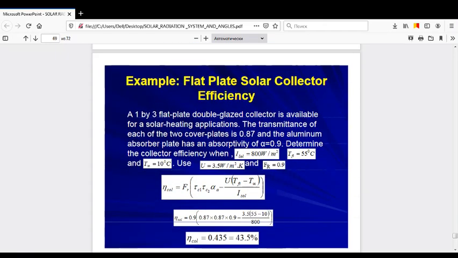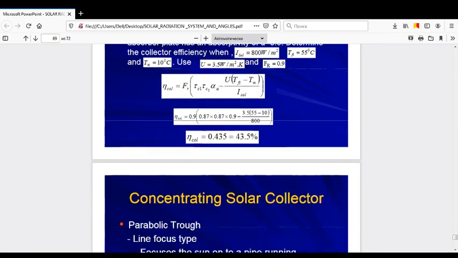Example, flat plate solar collector efficiency. A 1 by 3 flat plate double glass collector is available for solar heating applications. The transmittance of each of the two cover plates is 0.87 and the aluminum absorber plate has an absorptivity α equal to 0.9. Determine the collector efficiency. So this is a numerical for the flat plate solar collector efficiency. ISO is 800 watt per meter square. The terms are given. We put the values into the efficiency formula and we calculate the flat plate solar collector efficiency.